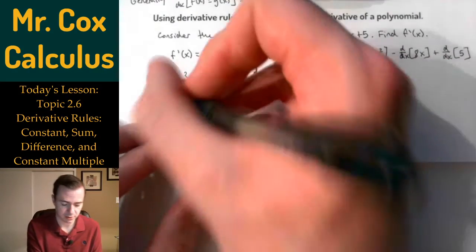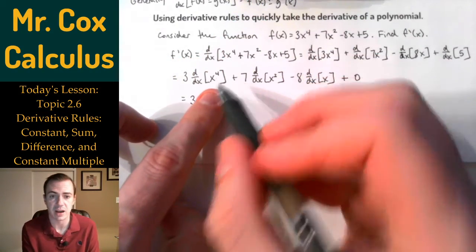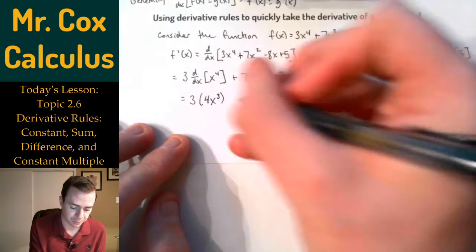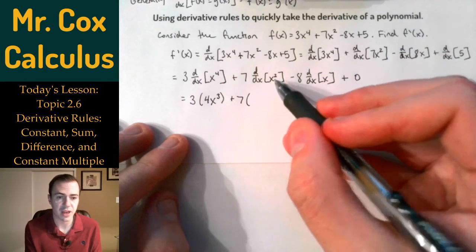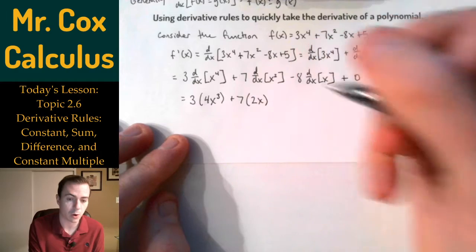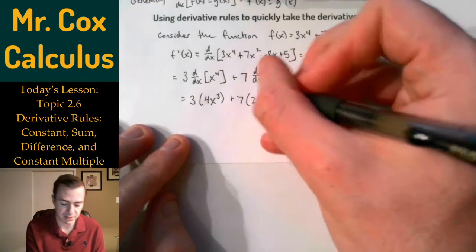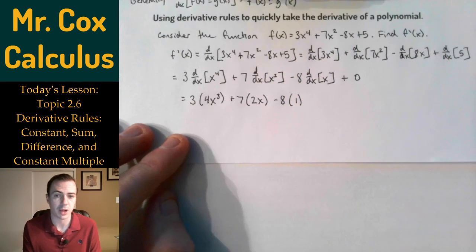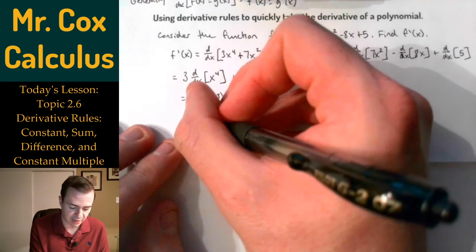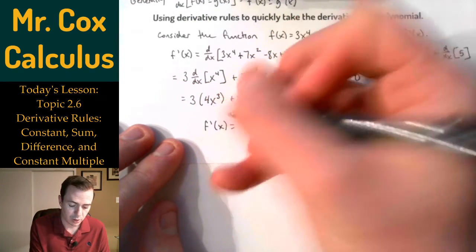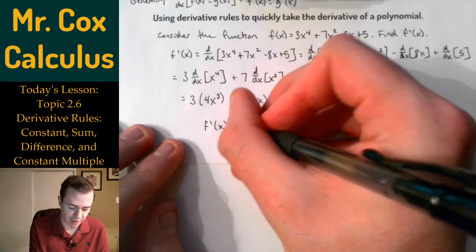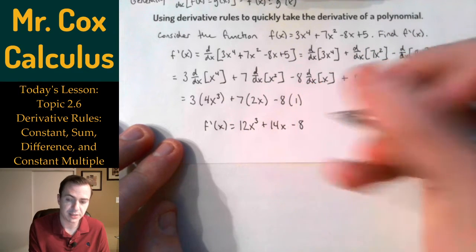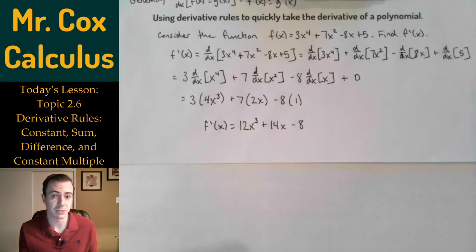So now let's use our power rule from topic 2.5. The derivative of x to the fourth is 4x cubed, plus 7 times the derivative of x squared, which is 2x to the 1 power, or just 2x. And then minus 8 times the derivative of x, which is simply 1. And then the plus 0. And so f prime of x equals, when I'm done here, 3 times 4, that's 12x cubed plus 14x minus 8. There's the derivative with respect to x.